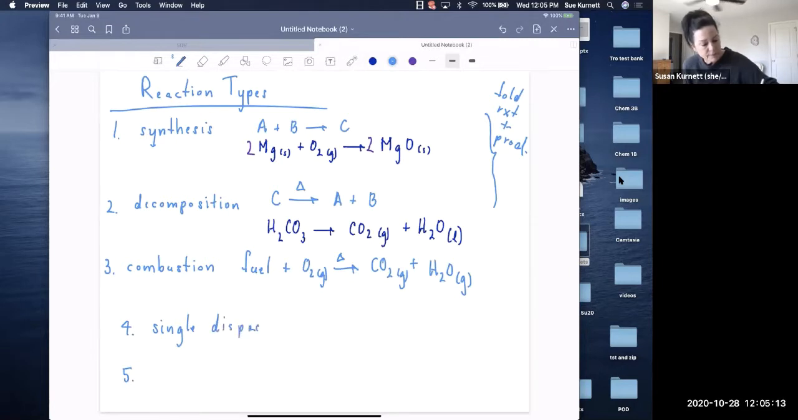So I have a question. Yeah. So would H2O be a gas or a liquid? Here it's a gas, and here it's a liquid. Okay. It's a liquid for the decomposition of carbonic acid because that happens at room temperature. Okay. But for combustions, it's a gas. Okay. It might cool down and become a liquid later, but when we write the combustion reaction, we write gas. Okay, thank you. Yeah.